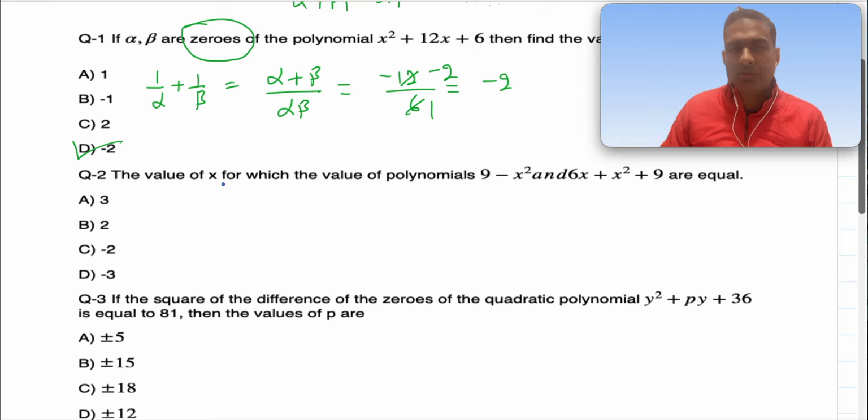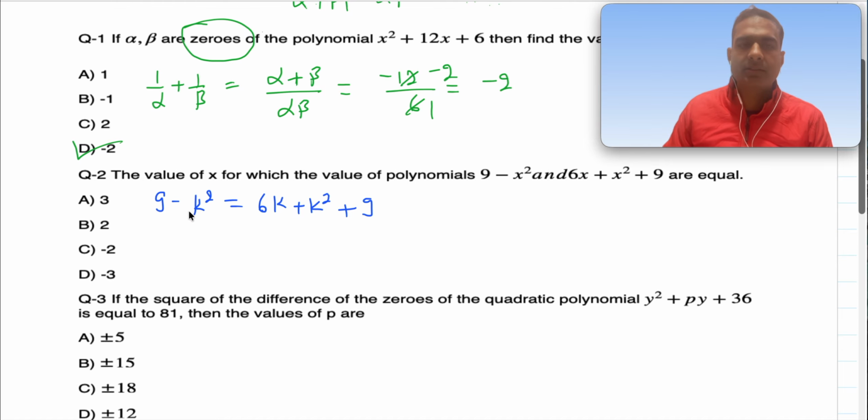So if we assume that k is the value of x where the values of the polynomials 9 minus x square and 6x plus x square plus 9 are equal, so I can write that at x is equal to k, 9 minus k square will be equal to 6x, sorry, I have to replace x by k, so 6k plus k square plus 9. As we have assumed that at x is equal to k, the values of both the polynomials are equal.